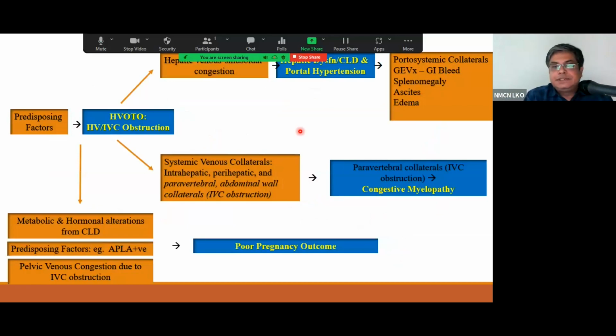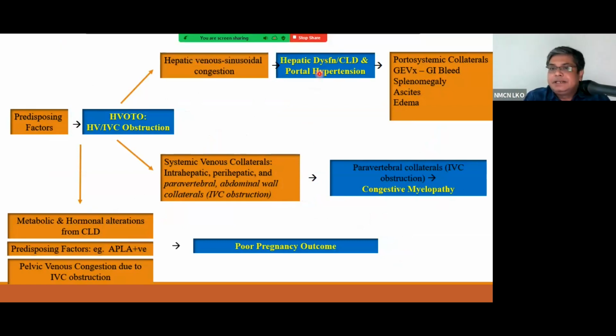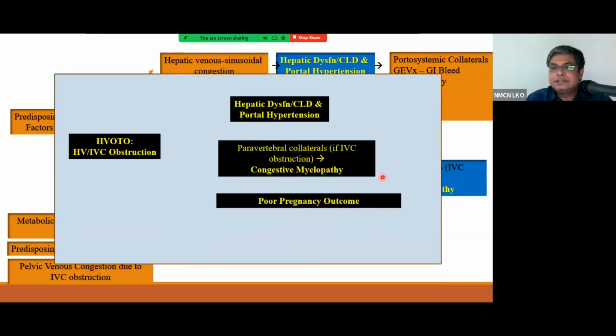According to clinical presentation, we classified our patients into three groups: those presenting with hepatic dysfunction, CLD, and portal hypertension features only; patients presenting with neurological symptoms predominantly, that is congestive myelopathy; and patients having poor pregnancy outcome as the dominant presentation. So we will discuss these cases in these three groups.